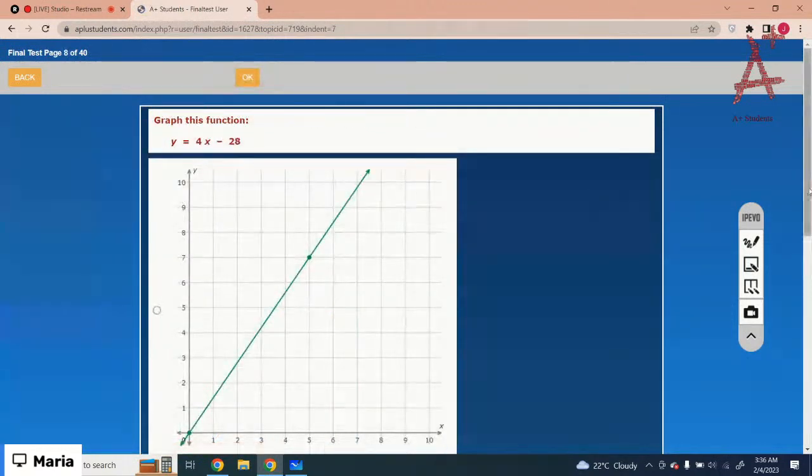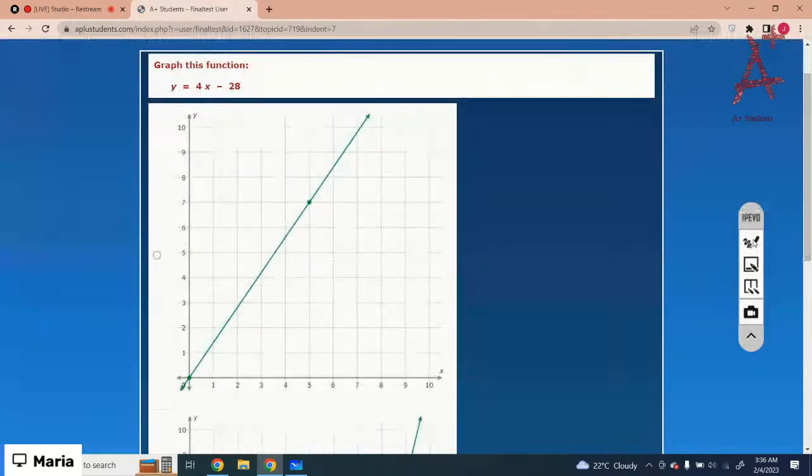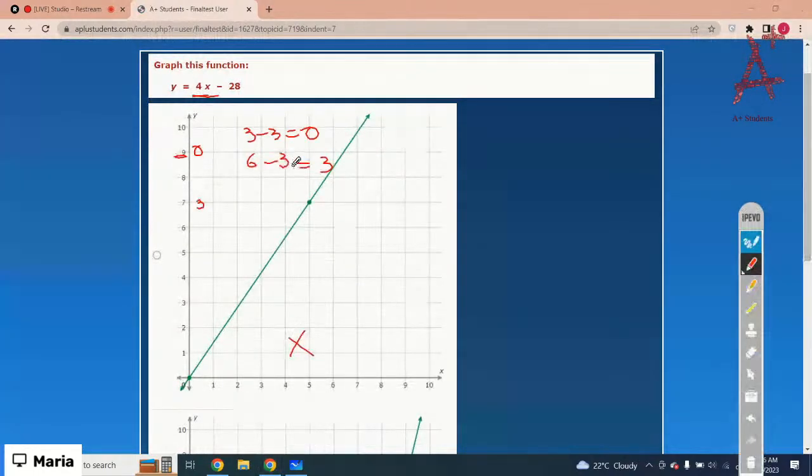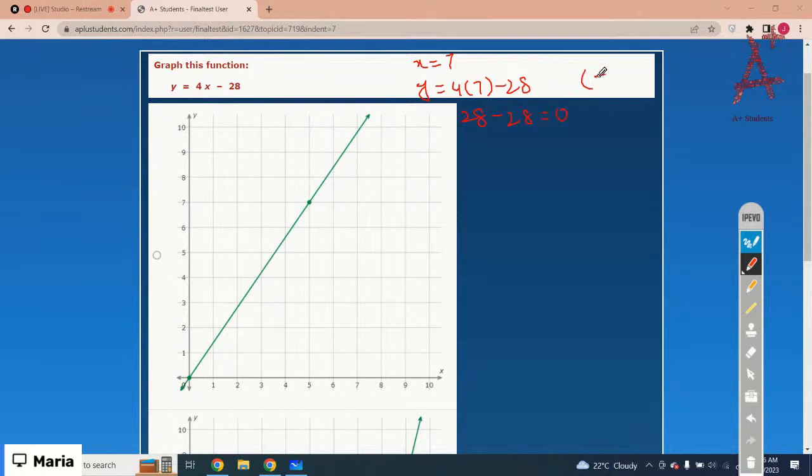Okay, graph the function y equals 4x minus 28. You have to graph the function. Let's put in different values of x and calculate the values of y. I'm going to put x equals 7. So it would be 4 times 7 minus 28. 4 times 7 is 28. So 28 minus 28 is 0. That means when x is 7, y is 0. When x equals 8, 4 times 8 minus 28. 4 times 8 is 32. 32 minus 28 is 4. So it would be 8 and 4.